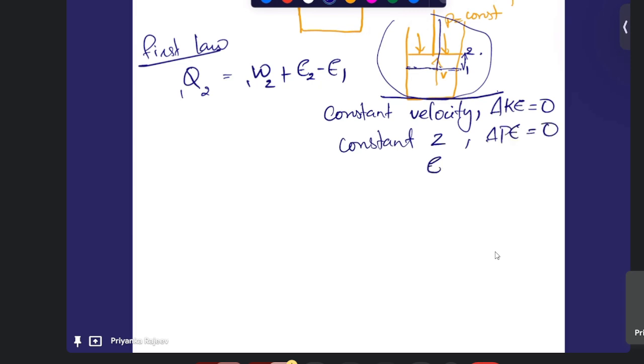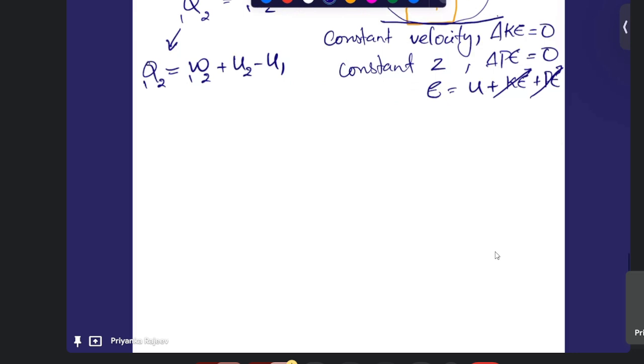That means E is U plus KE plus PE. PE is 0, KE is 0, so E equals U. That means the total energy of the system is internal energy only. So from here it becomes Q12 equals W12 plus U2 minus U1. This became like this. Now W12 we have to find. So what is W12?